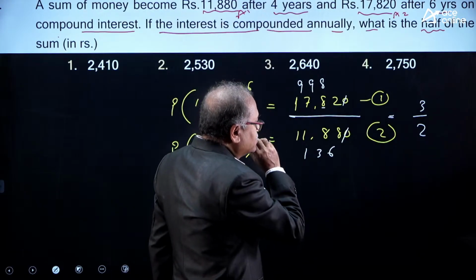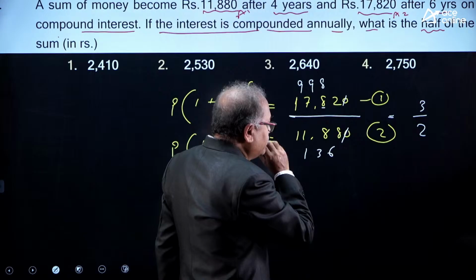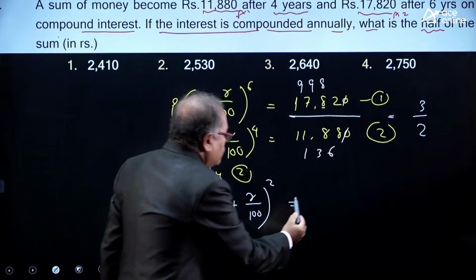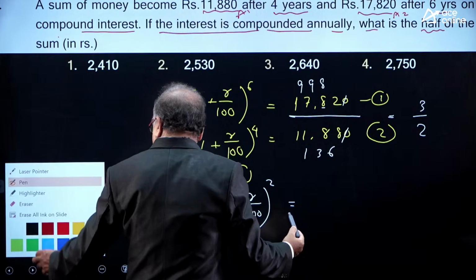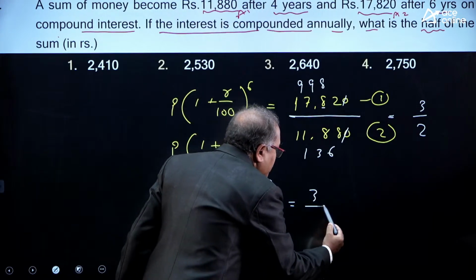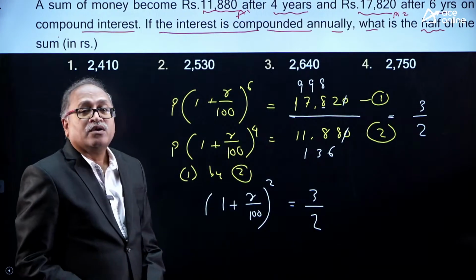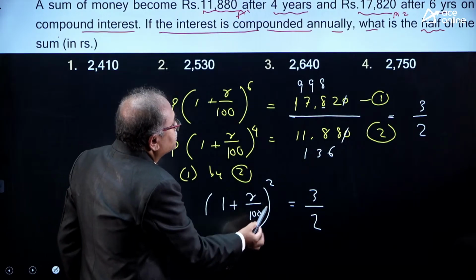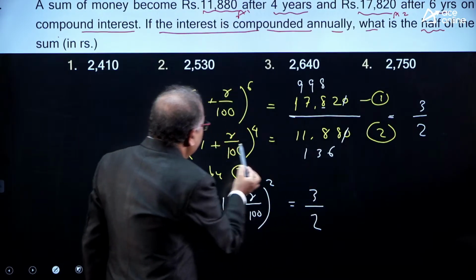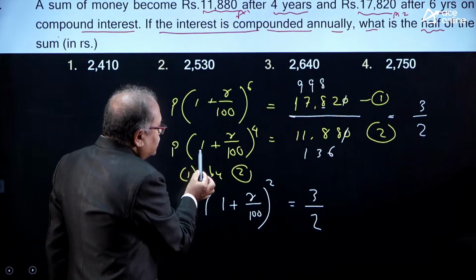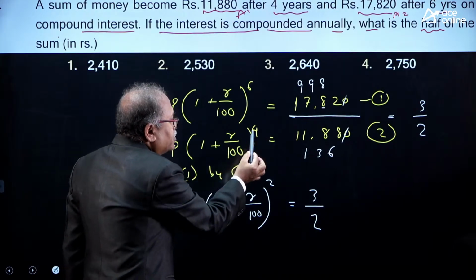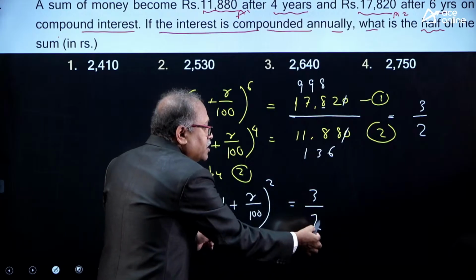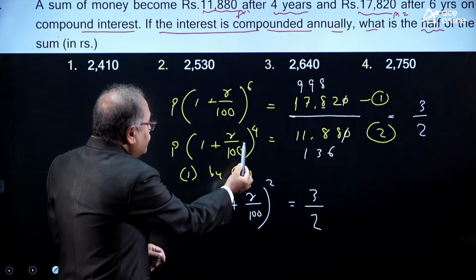So, my dear friends, I notice that somewhere things are getting wrong over here. No, it's right, it's right. 3 by 2. Now, what will you do here? I will replace this with a smaller value. So, 1 plus r by 100 to the whole power 2. Is it not here power 2 and here power 2? So, what will I get?